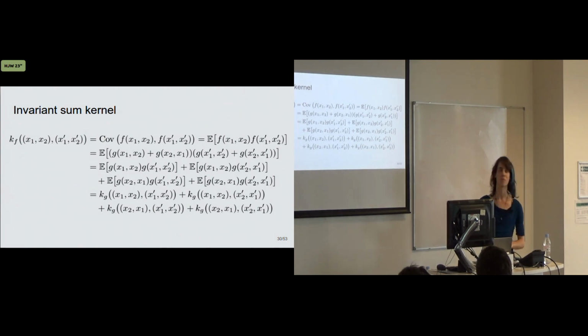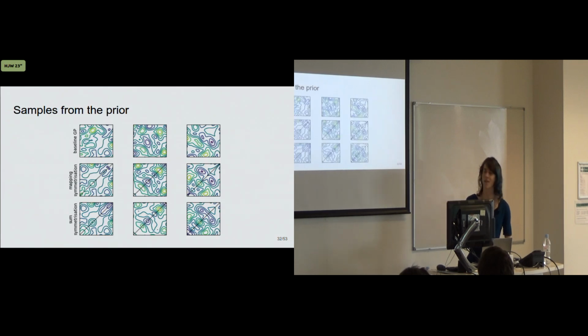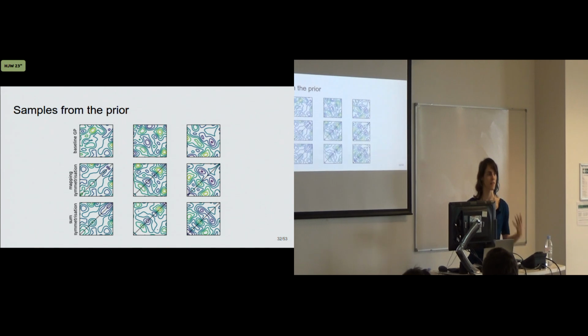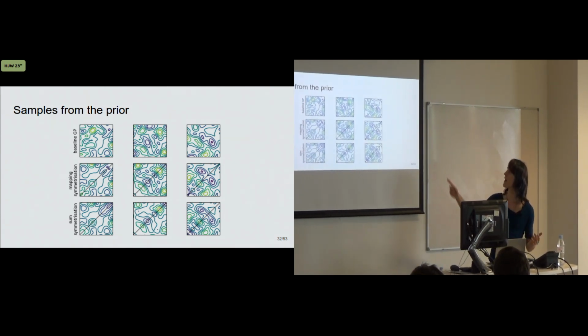So then you end up with the kernel on f being a sum over 4 evaluations of the kernel on g, with all combinations of permutations. So I just highlighted that one bit because there was too much other maths on the slide. But basically, it's a sum over 4 terms. And both of these constructions allow us to now get a GP with an invariant prior, invariant kernel. And you can see 3 separate samples in the columns.